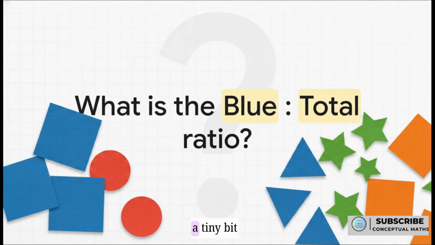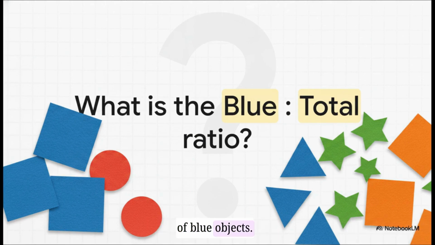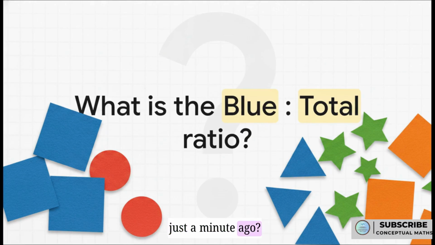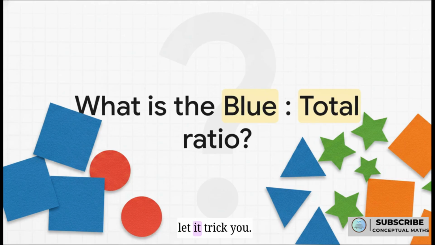Let's level it up just a tiny bit with practice question 2. This time, we want the ratio of blue objects to the total number of objects. Remember our lesson from just a minute ago? You count the blue objects to fill in that first blank, but for the second blank, the total side, you've got to count every single object in that picture altogether. Don't let it trick you.